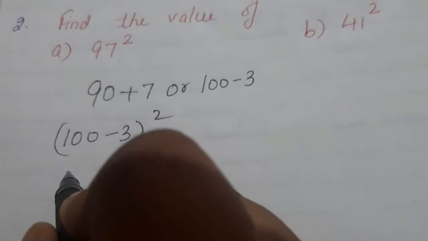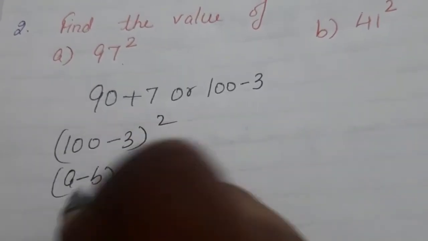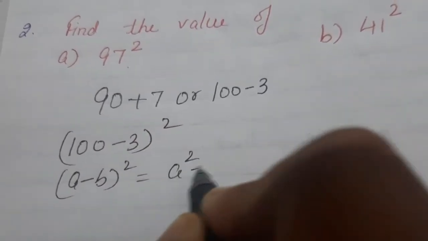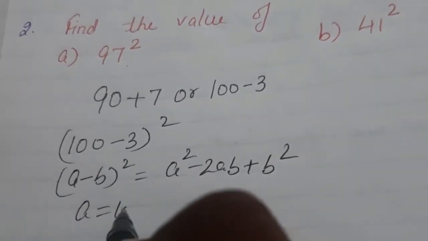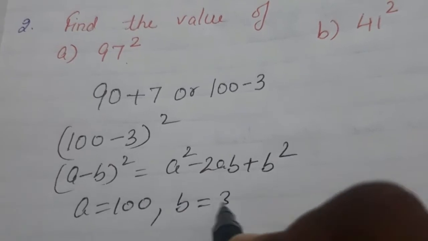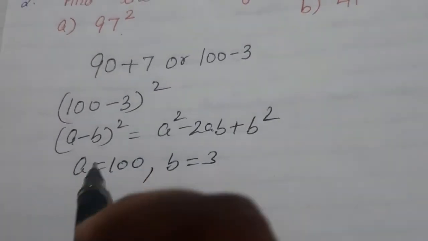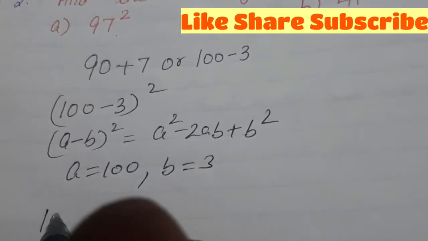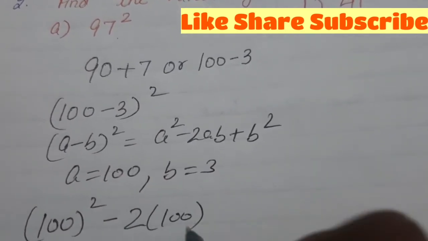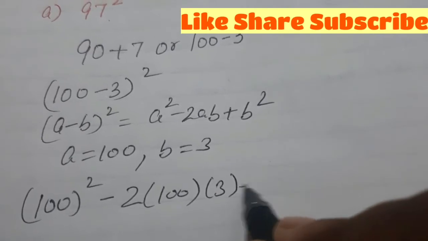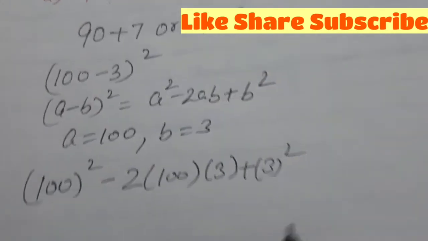So here it can be compared with a minus b whole square, that is a square minus 2ab plus b square, where a is 100 and b is 3. Now put the values in the right side. So this will become 100 square minus 2, a is 100, b is 3 and b is 3 square.